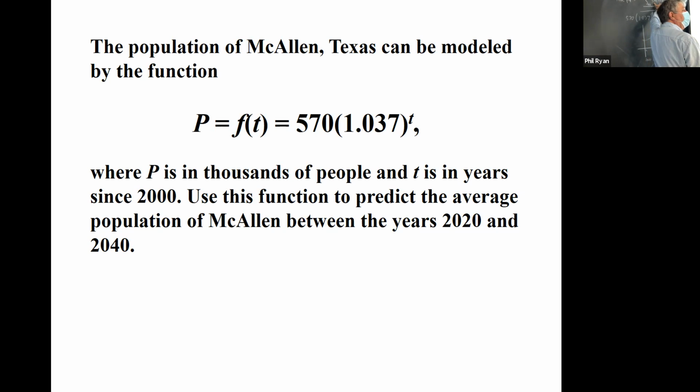This is a rate, this is thousands per year. We integrate it, so that means we multiply the units together. So thousands per year times years equals thousands. So this integral here represents thousands of people. And we divide it by 20. So this is thousands of people per year, which is what an average is, right? It's how many people per year you have.